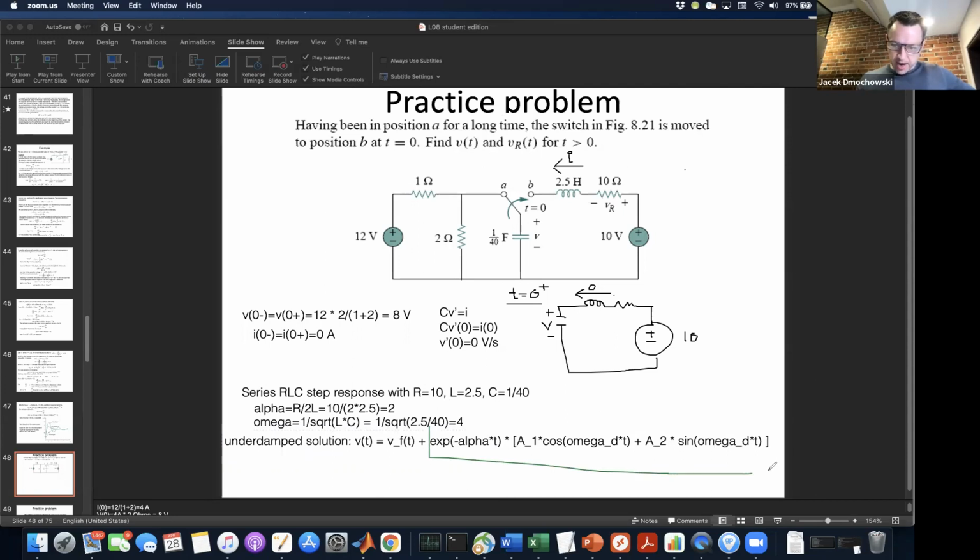This here that I'm highlighting, that's our natural response. Okay, that's V of n of t. And that's our natural response. So that's basically the part of the response that only is driven by the switch from position A to position B.